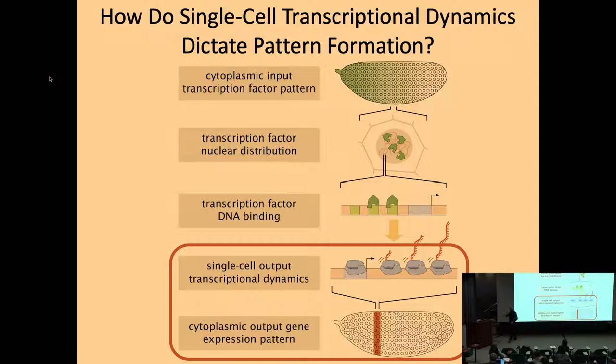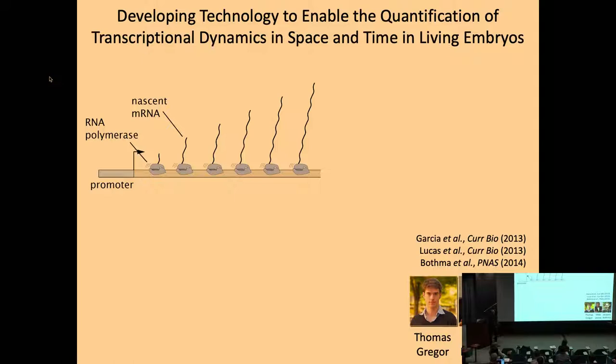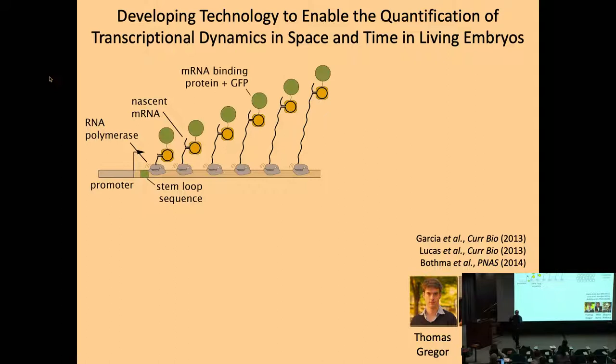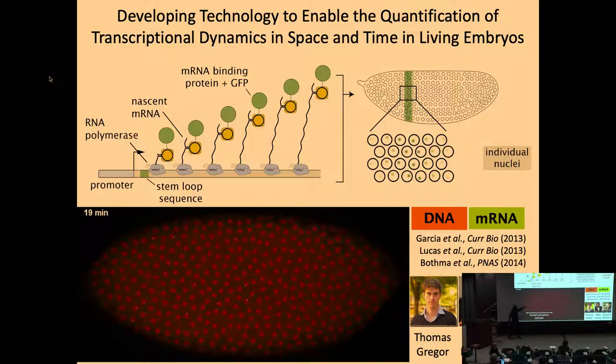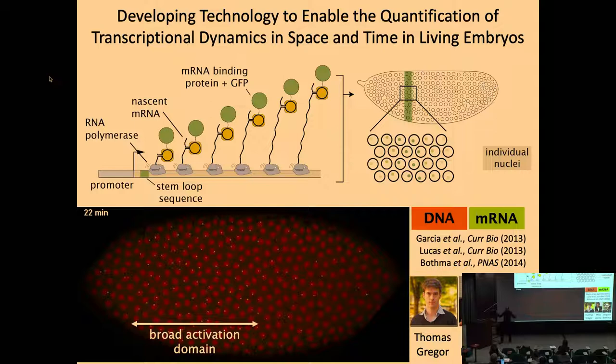And so when I was a postdoc in Thomas Gregor's lab, we developed technology based on a great invention by Rob Singer called MS2, where what we do is we add a little sequence to the gene of interest that when transcribed forms a loop. That loop is recognized by a binding protein fused to GFP such that every nucleus in your embryo will have a little spot of fluorescence, and the fluorescence will be proportional to how many polymerase molecules are actively transcribing the gene. So this is what it looks like when you put it all together. In red, you see the DNA. In green, you see the signal. You see that this doesn't start as a stripe, right? It starts as a broad domain, and then as development progresses, it's gonna get refined and refined.